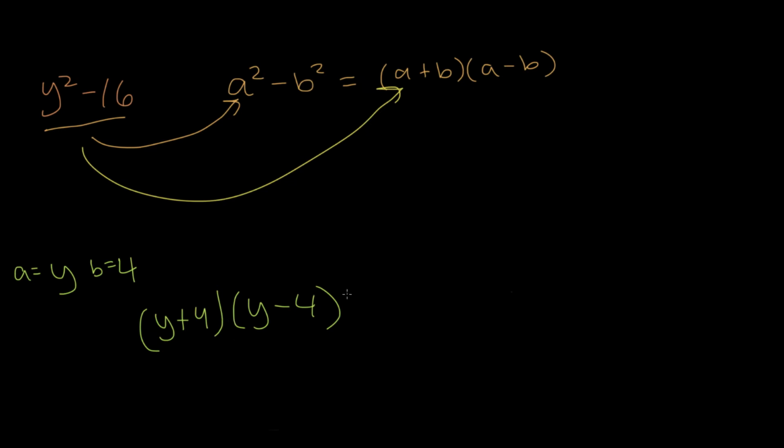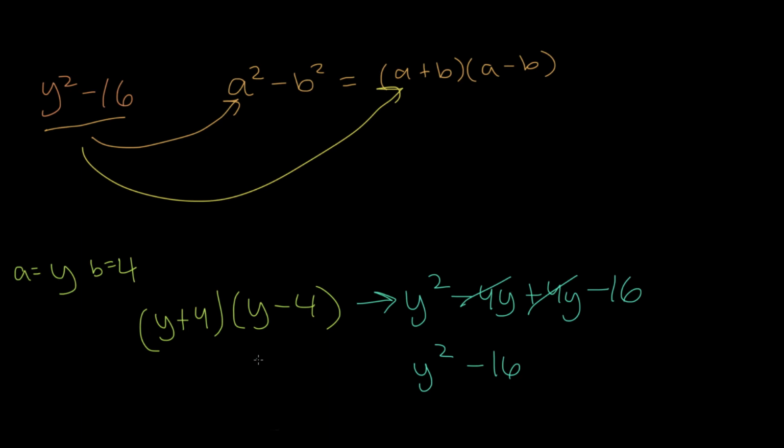So let's see if we expand this out, if we get y squared minus 16, to check if our work is correct. Expanding this, we get y squared minus 4y plus 4y minus 16. And expanding this further, we get y squared, and then our minus 4y and our plus 4y cancel out and make each other 0. So we wouldn't add anything there, and we would be left with minus 16. So we do get y squared minus 16. So our final answer is y plus 4 times y minus 4.